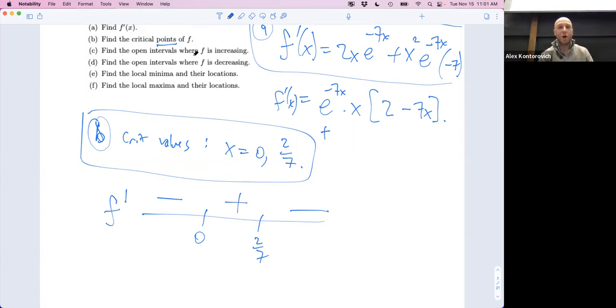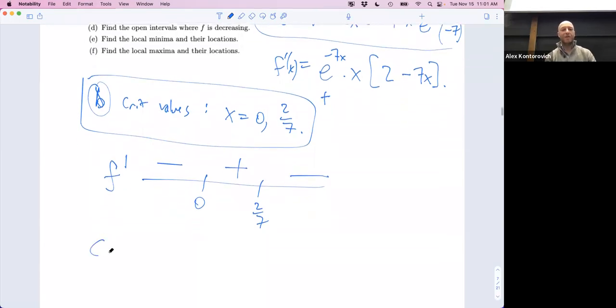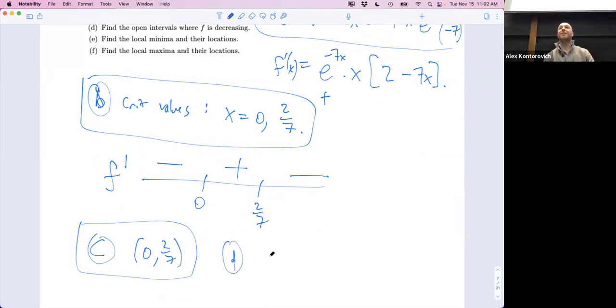Okay, so find the open intervals. It's good that they said open. We don't have to think about the endpoints. So C, the open intervals where f is increasing. Where is f increasing? 0 to 2/7, where the first derivative is positive. 0 to 2/7, open. Beautiful. D, find the open intervals where it's decreasing. Yeah, -infinity to 0, union 2/7 to infinity.